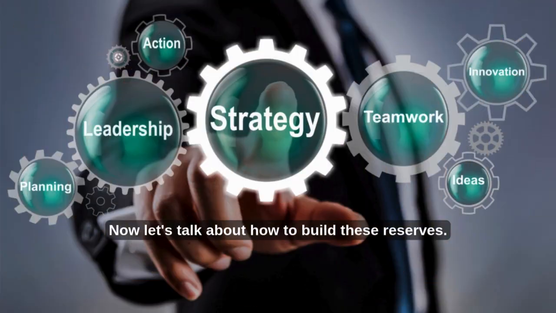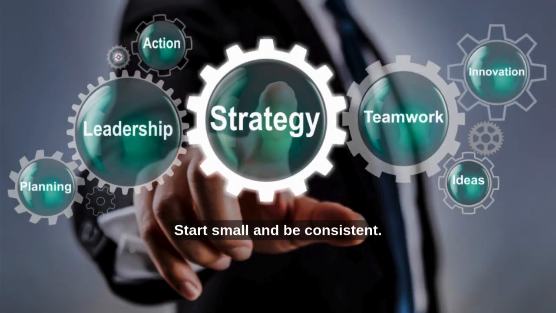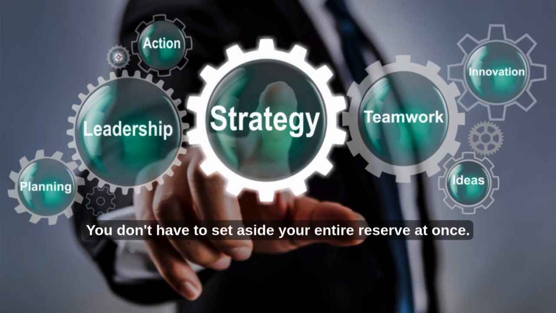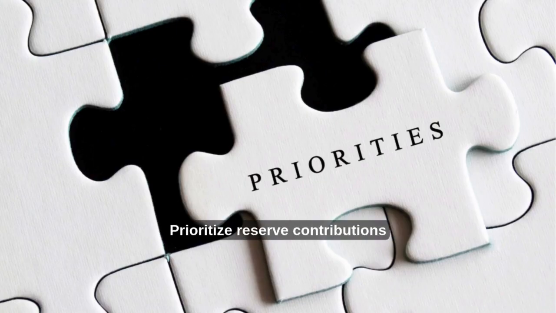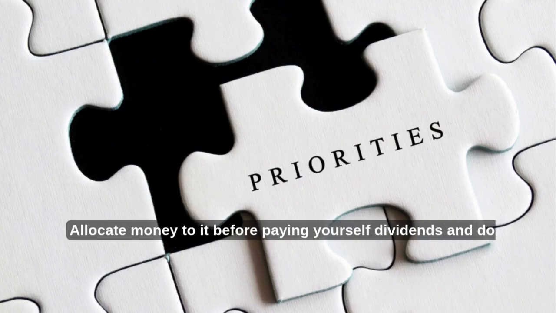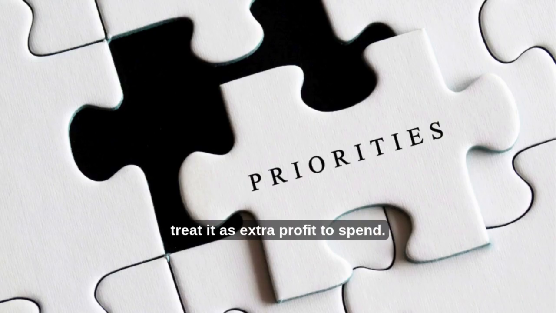Now let's talk about how to build these reserves. Start small and be consistent. You don't have to set aside your entire reserve at once. Even 1,000 Rand a month builds up over time. Consistency matters more than size. Prioritize reserve contributions. Treat your reserve like a monthly expense. Allocate money to it before paying yourself dividends and don't treat it as extra profit to spend.